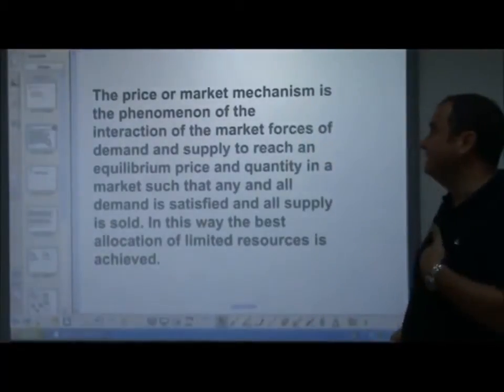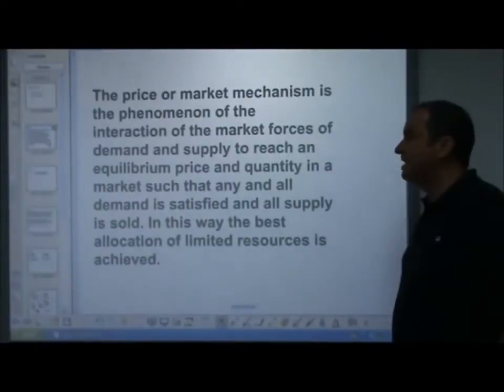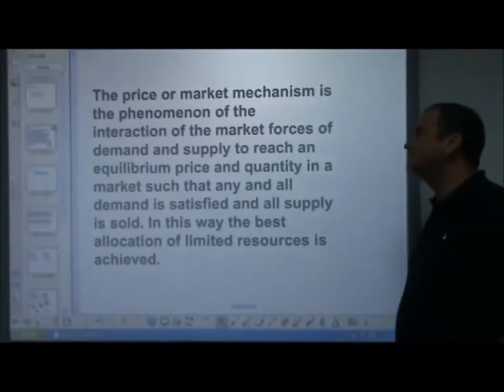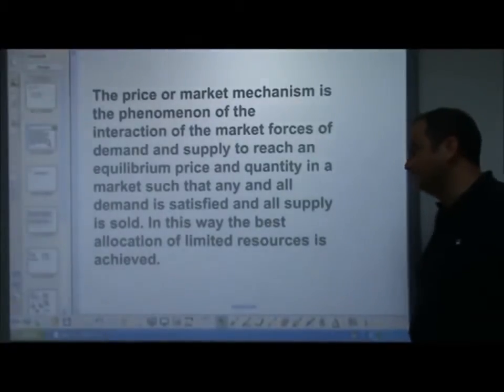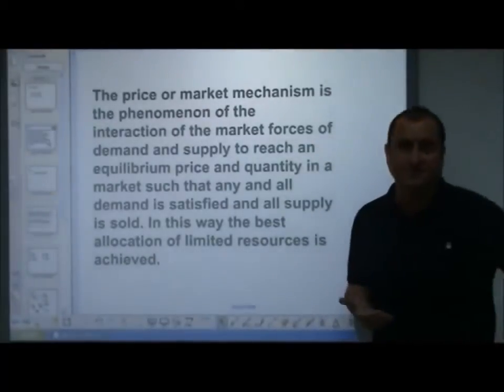The price or market mechanism is the phenomenon of the interaction of the market forces of demand and supply to reach an equilibrium price and quantity in a market such that any and all demand is satisfied and all supply is sold. In this way, the best allocation of limited resources is achieved. That's the definition.